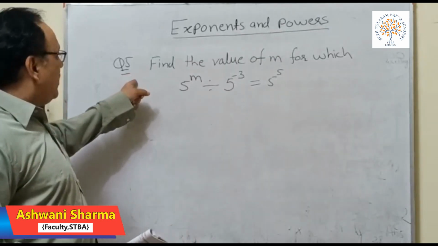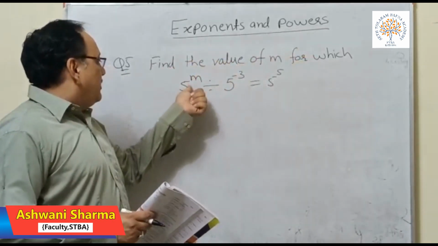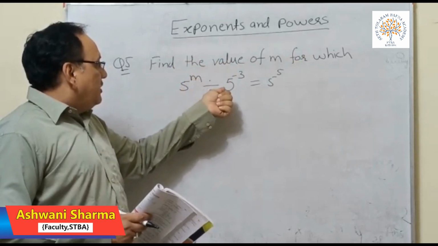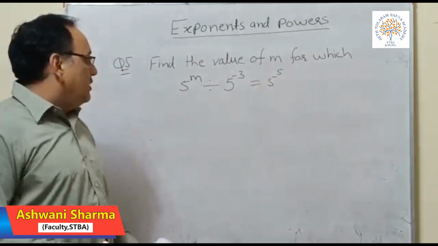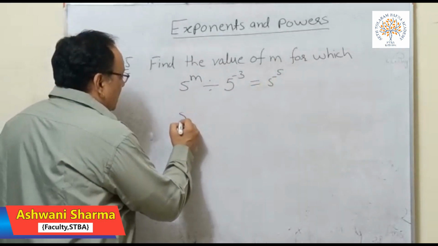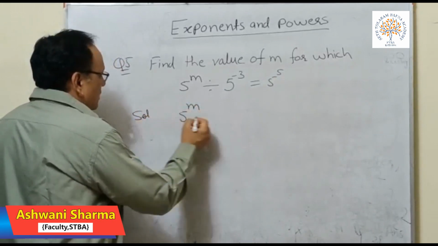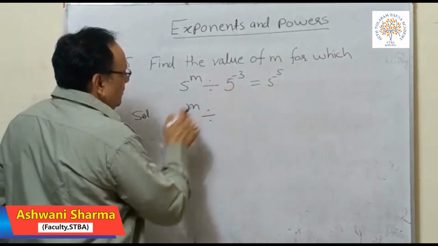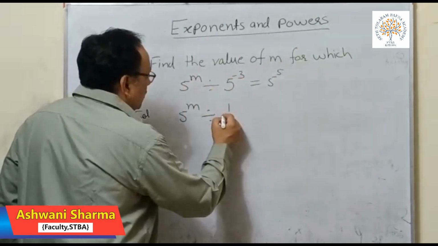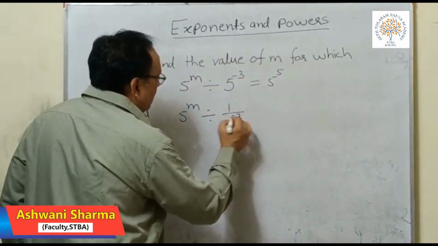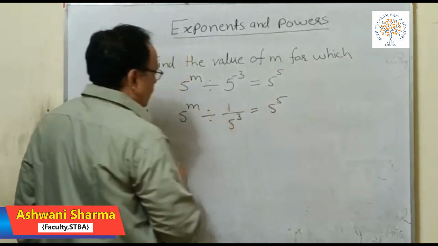Now question number 5. Find the value of m for which 5 raised to the power m divided by 5 raised to the power minus 3 equals 5 raised to the power 5. Now, we write 5 raised to the power m, this is the solution, divided by, we bring it down, then the sign of its power will be changed, 1 upon 5 raised to the power 3 equals 5 raised to the power 5.